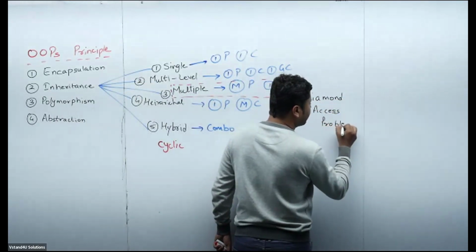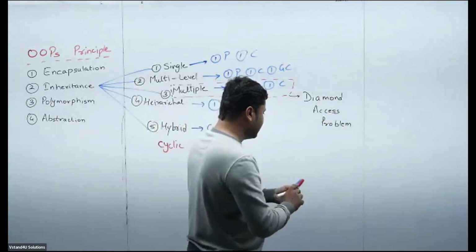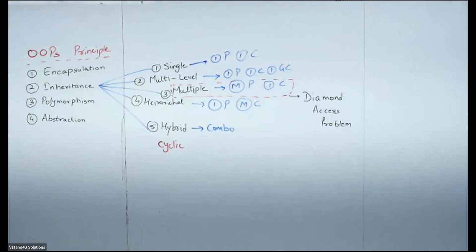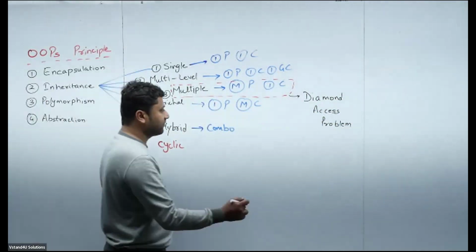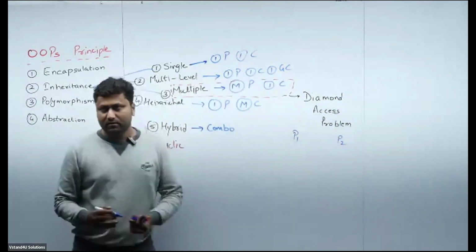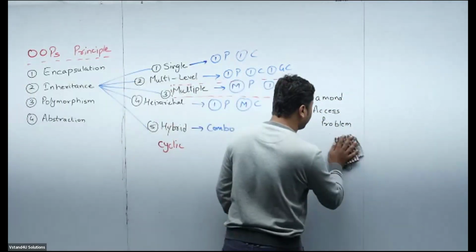Now, what does it mean by diamond access problem? If at all somebody asks, the answer is simple. Suppose there are two parent classes in my application. I have created one class, say P1, another class is P2. Am I right? Multiple parents: P1 and P2, two parents are there.